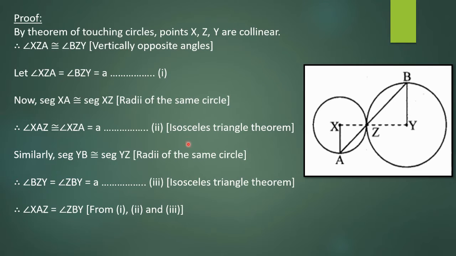Now from equations 1, 2 and 3, we can conclude that angle XAZ, if we see in the diagram, this one, will be equal to angle ZBY, that is this angle. So since they are forming a pair of alternate angles and AB is the transversal, XA should be parallel to BY by the alternate angle test. So we can now say that radius XA is parallel to radius YB.